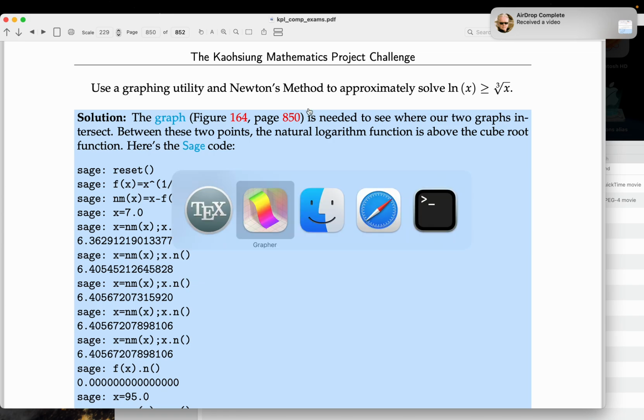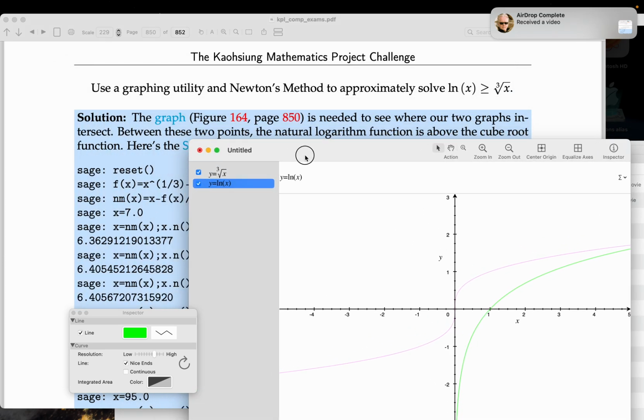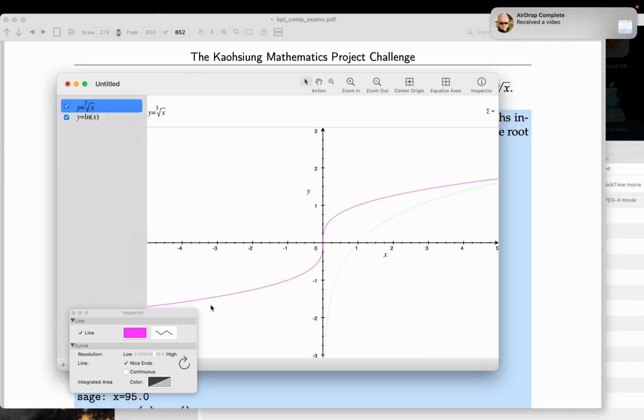I'm going to open up an application called Grapher, and I want to graph out both the natural log and the cube root of x. All right, now I'm looking at it, and I notice that the cube root of x is greater than the natural log. Certainly, when I'm looking at this image over here, that looks to be the case. I don't see any issues where the natural log is greater than the cube root function.